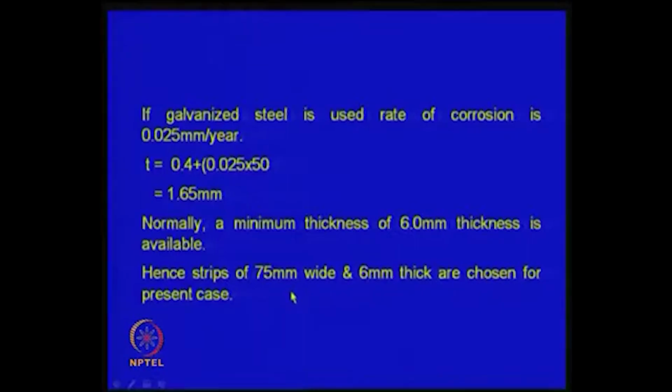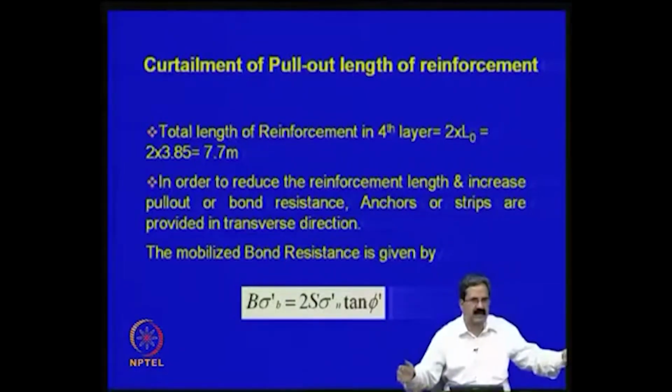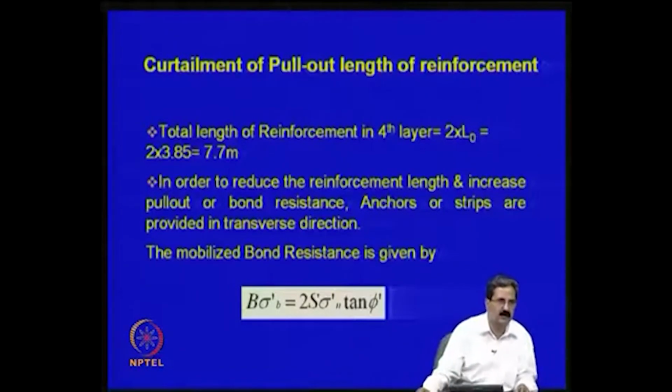This is a simple example, just to illustrate the principles. One thing you have seen is that the length requirement is somewhat higher here than in the previous case. As I said, 2 L naught will be the length required and it is about 7.7. For a 1 meter footing, 7.7 m, the next neighbor may just shout against me. He will not be happy, asking why you are putting reinforcement into my house. So, then we need to curtail this.